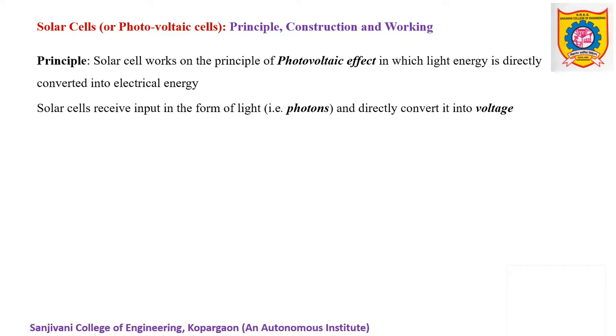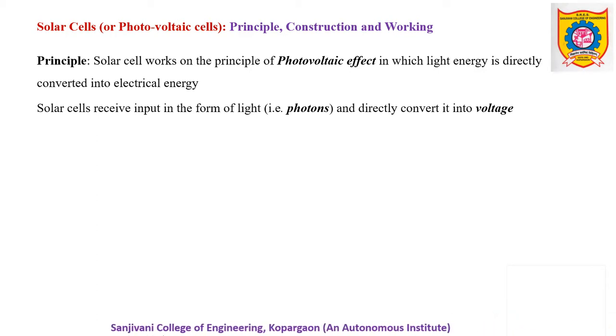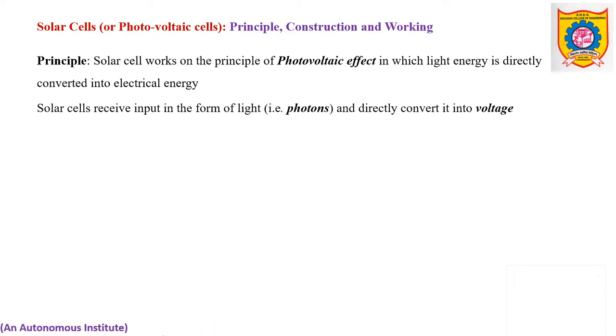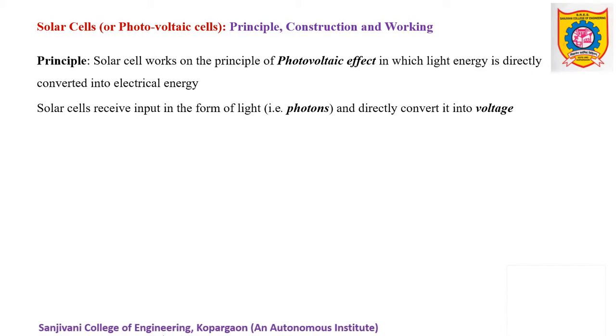Now, how this conversion of light energy into electrical energy takes place, that principle is called the photovoltaic effect. The working principle of solar cells is the photovoltaic effect. This word photovoltaic consists of two terms, photo plus voltaic. The word photo is connected with input and voltaic represents the output generated from the solar cell. So its input is photo, that is photon energy, means light energy.